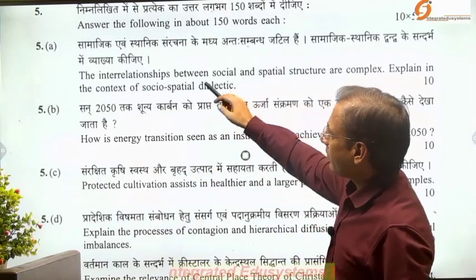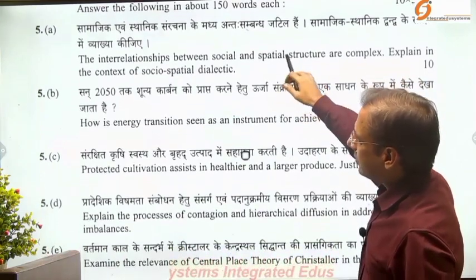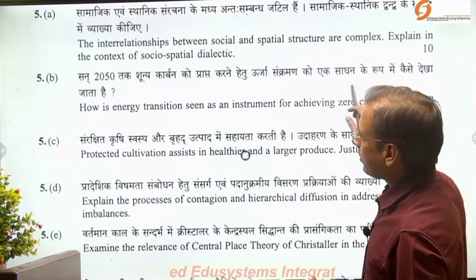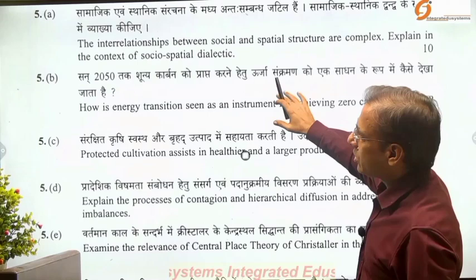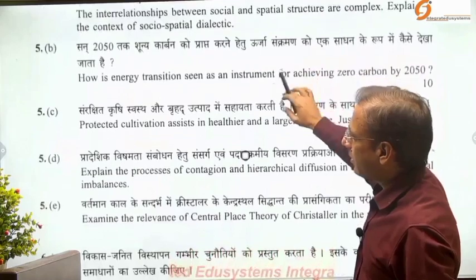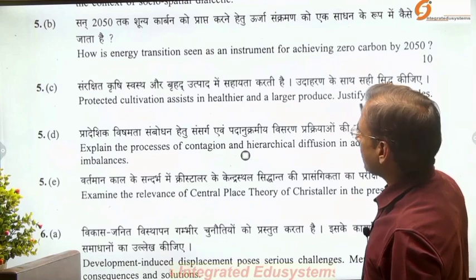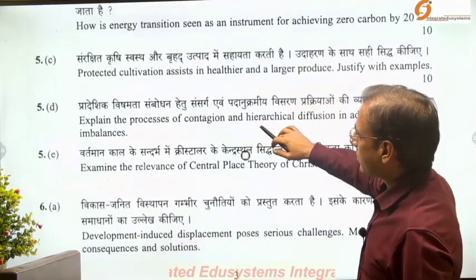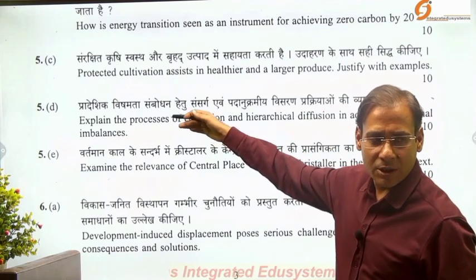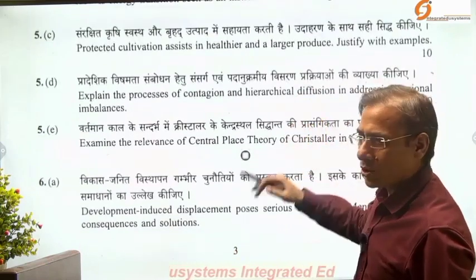The interrelationship between social and spatial structure are complex, ले दिया. Energy transition seen in the instrument for achieving zero carbon, यहाँ पर आ गया. Resource and economic geography, यहाँ देखो population and settlement है, social aspect. Protected cultivation assist in healthier and larger produce. Economic geography. Explain the process of contagion and hierarchical diffusion addressing regional imbalances. RDP, regional development and planning. Examine the relevance of central place theory, settlement geography.